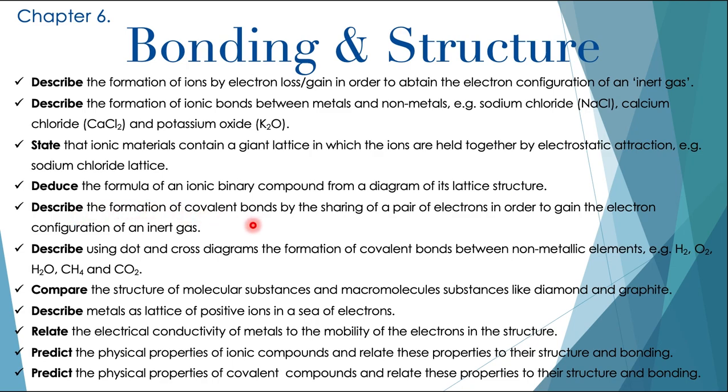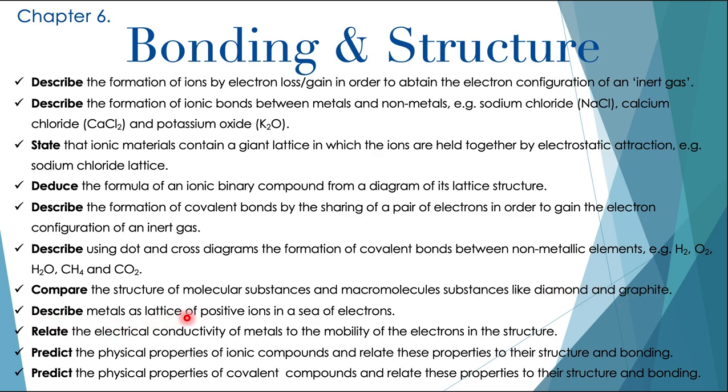Describe the formation of covalent bonds by the sharing of a pair of electrons in order to gain the electron configuration of an inert gas. We're going to describe using dot and cross diagrams the formation of covalent bonds between non-metallic elements, for example, hydrogen, oxygen, water, methane, and carbon dioxide. We're going to compare the structure of molecular substances and macromolecule substances like diamond and graphite.